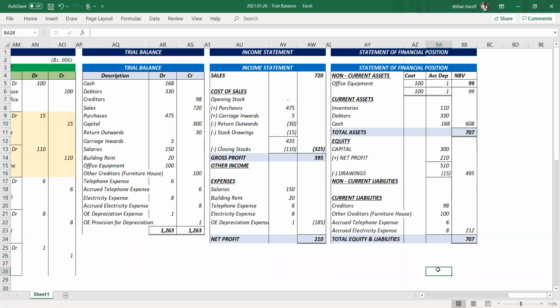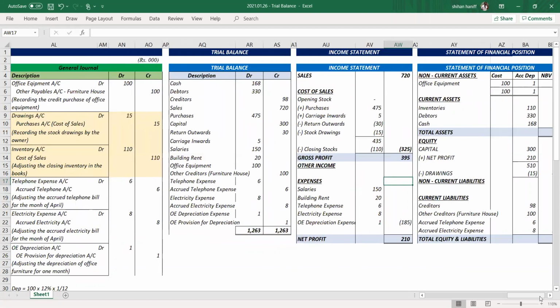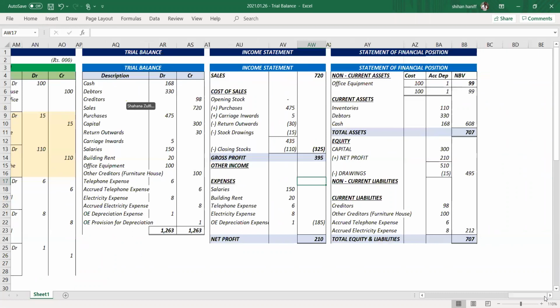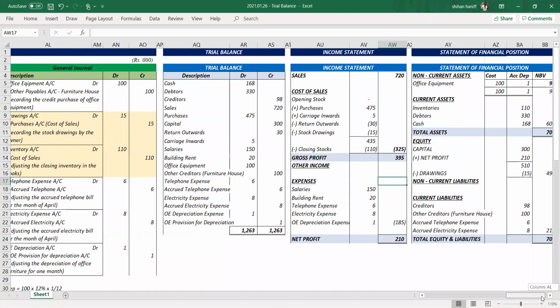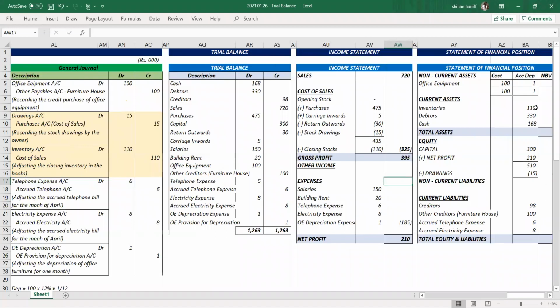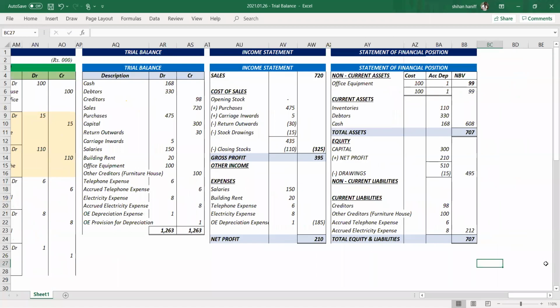So it's getting balanced for 707,000. So we started with prime entry books, then trial balance. Income statement, statement of financial position.